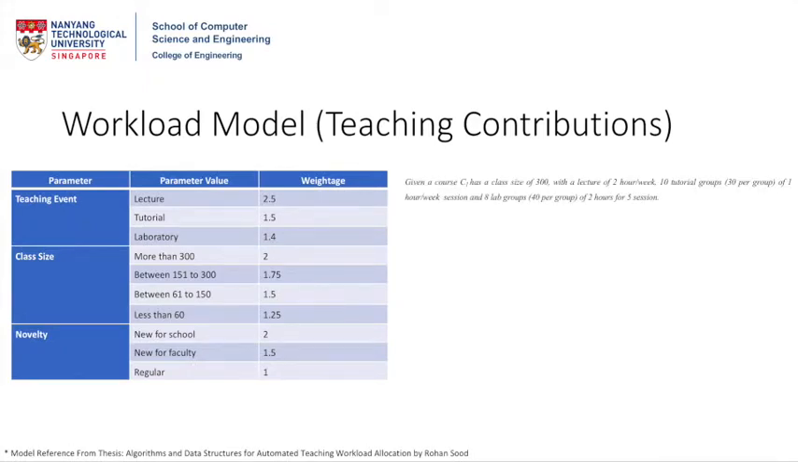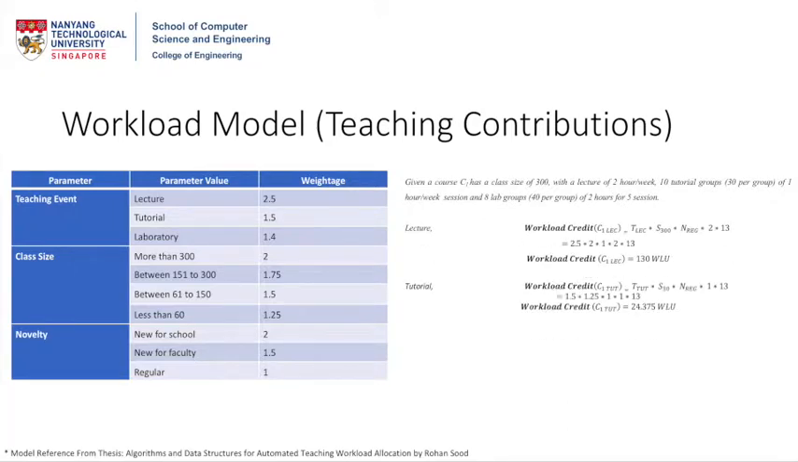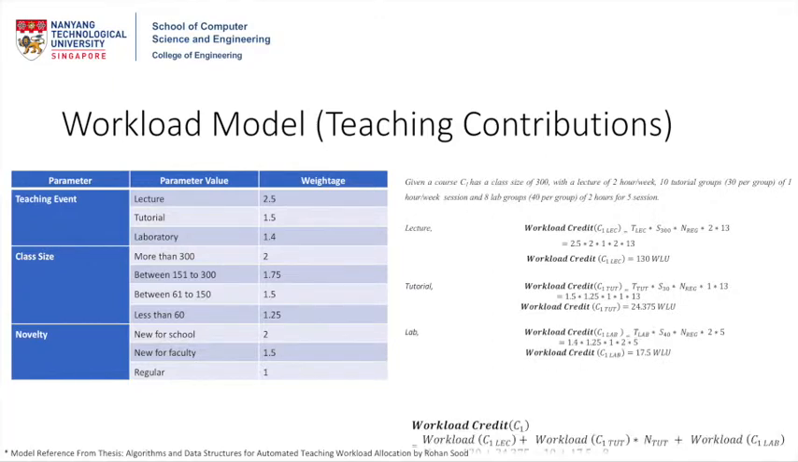Using sample data, here is an example. Given a course has a size of 300 students, with 2 hours of lecture a week, 10 tutorial groups of 1 hour per week and 5 of 2-hour lab sessions, we can derive each individual teaching event's value, and the total workload credit is the summation of each teaching event.